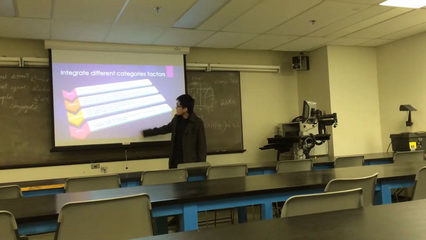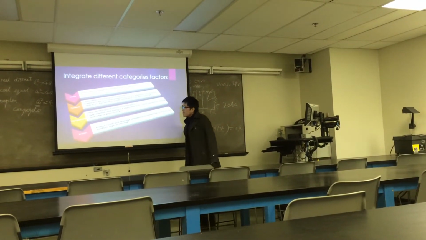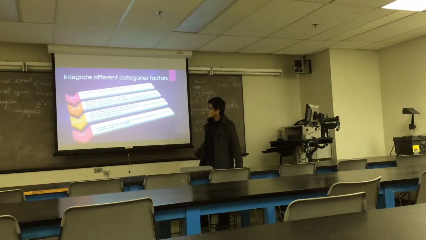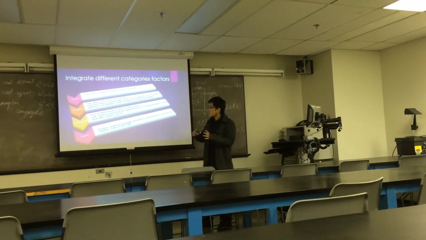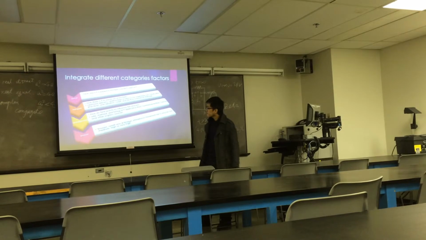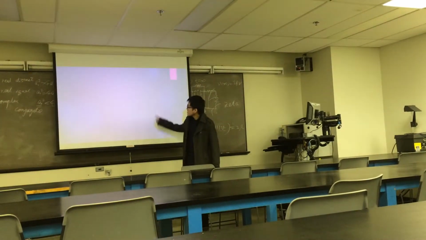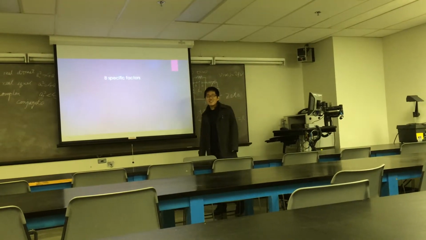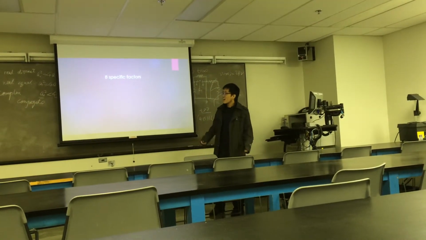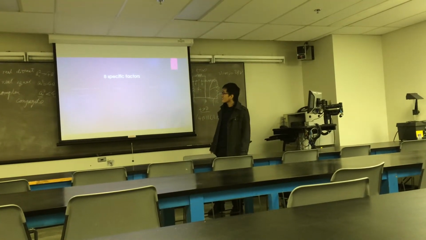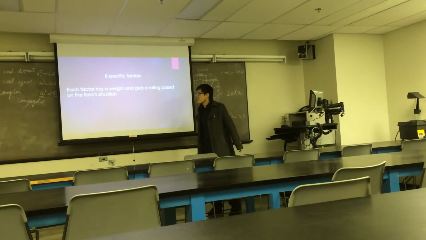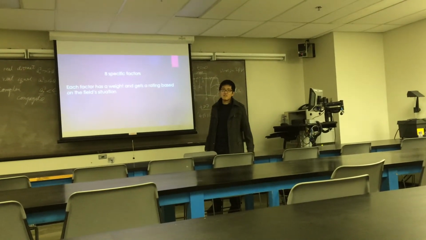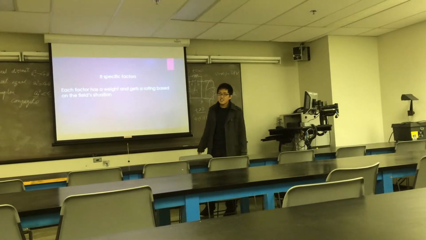For example, the transport category mainly deals with how likely phosphorus is to move out of your research field. And you can see there are 8 really specific factors in this phosphorus index, and each factor has a weight and a rating based on the field situation.